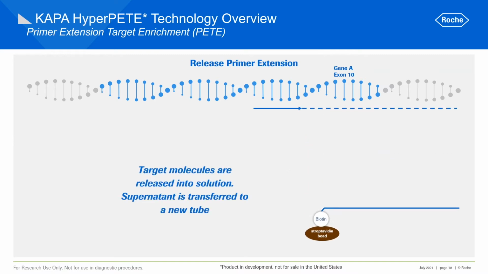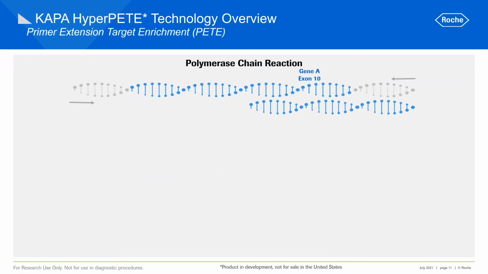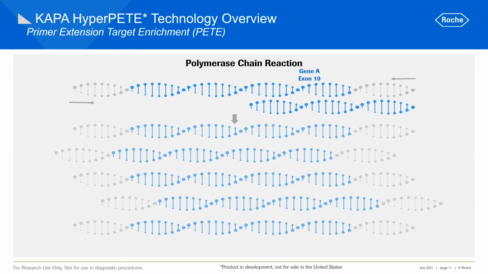Once this gets extended, it knocks the on-target molecules off of the bead, where we can collect them in our solution, and we transfer that supernatant into a new tube where we do a PCR reaction. This is just a universal PCR reaction using Illumina universal PCR primers. Following PCR amplification, we QC, pool, sequence, and analyze those libraries.